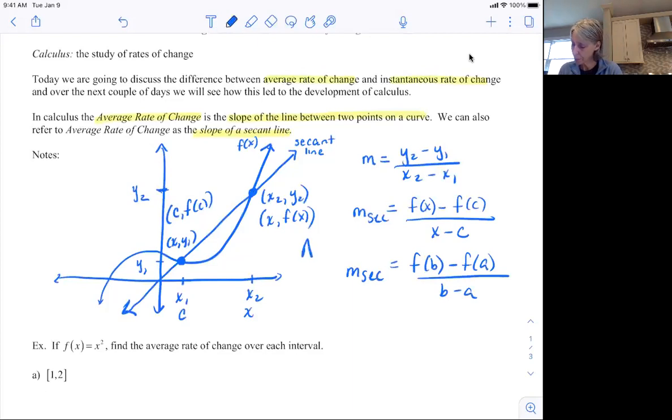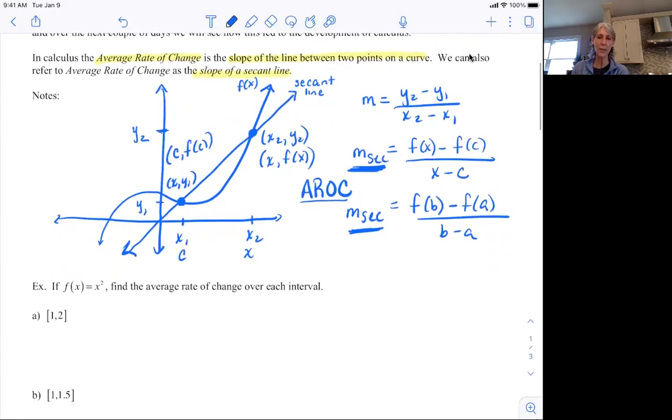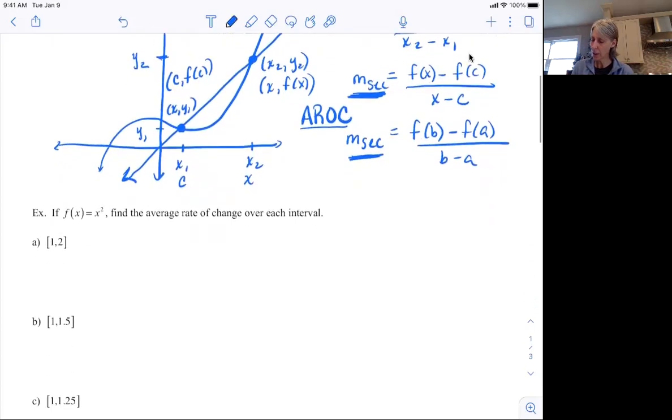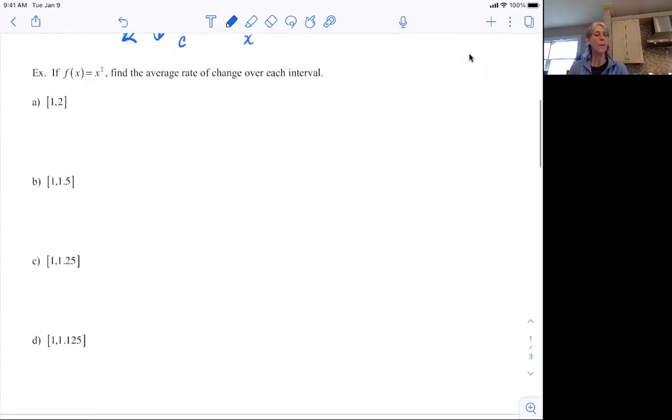Lastly, I may use AROC as average rate of change. And sometimes I just say slope of a secant line. So if I'm going to abbreviate it in your notes or on a worksheet, you may see me refer to either the average rate of change as AROC or the slope of the secant line.